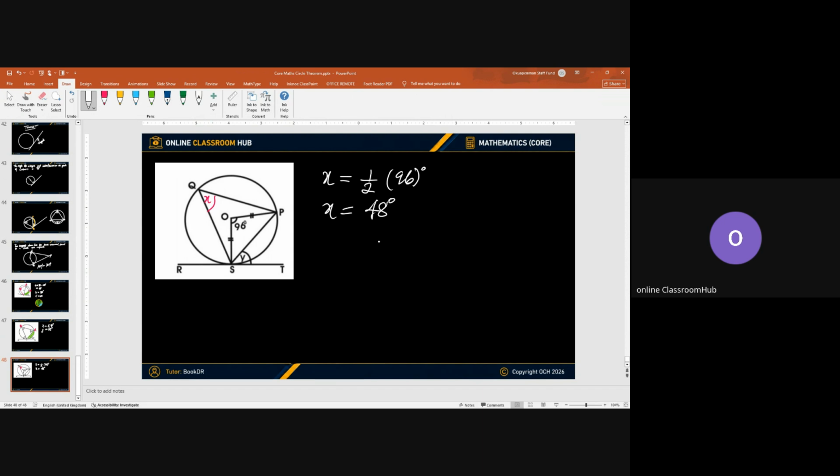Okay, the question didn't ask us to find X. You have found X. How can the X help us find Y? Yes, so X is equal to Y. So X is correct.